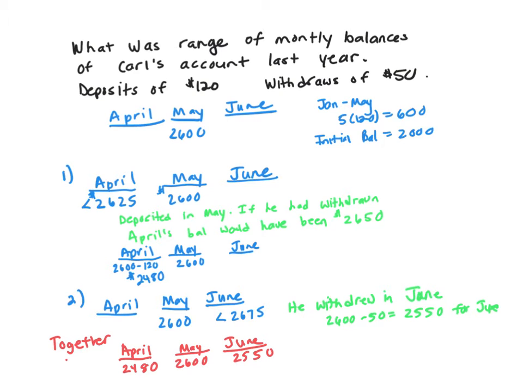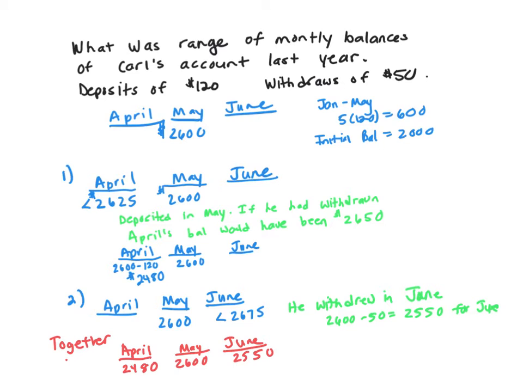We were trying to figure out the range of monthly balances of Carl's account. We know he deposits $120 up to a point, and then he starts withdrawing $50 a month. It's also given that he has a balance of $2,600 in May.